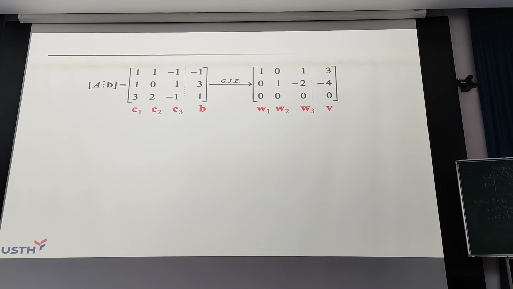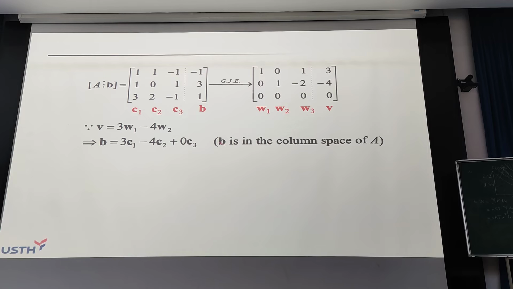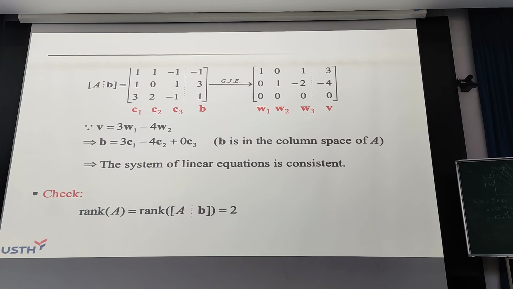Or if you consider the augmented matrix, it is here and here. You get that one. So the system is here. B is in the column space of A. That explains that the system of linear equations is consistent. Or you can verify that the rank of A and the rank of the augmented matrix are the same. That is 2.